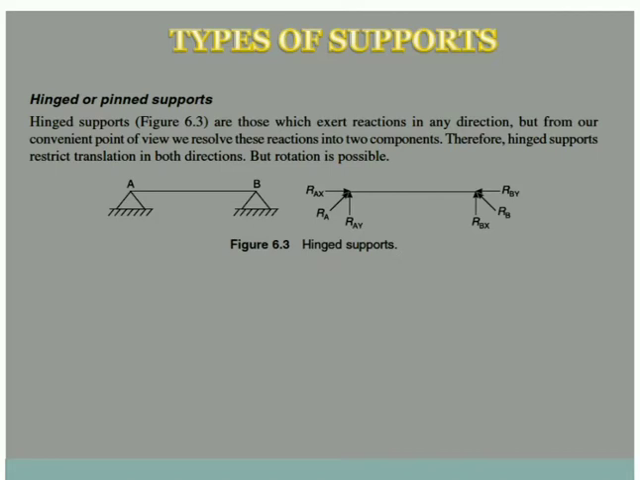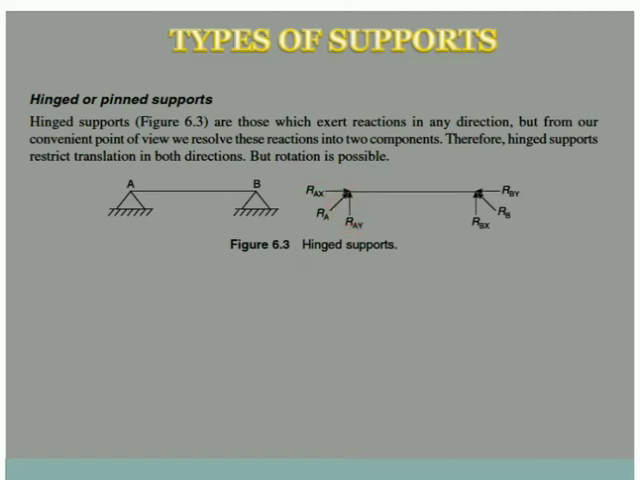Now what does it mean? When you have a hinge support, you cannot move horizontally nor move vertically. Translation is restricted in both the directions. So if you see here, you have a reaction RAX and RAY. Why there are two reactions here, and this will be the resultant of that reaction. Don't worry about RA as of now, concentrate on RAX and RAY.